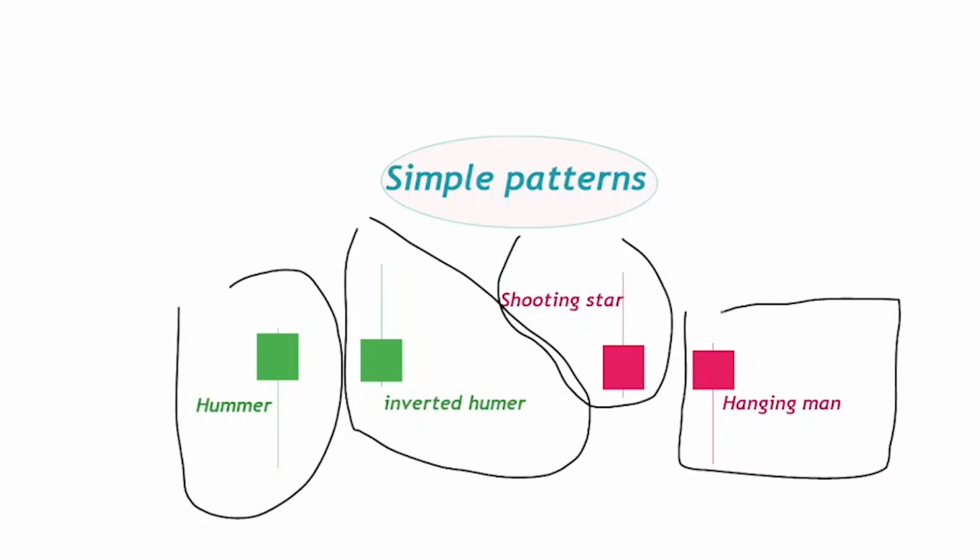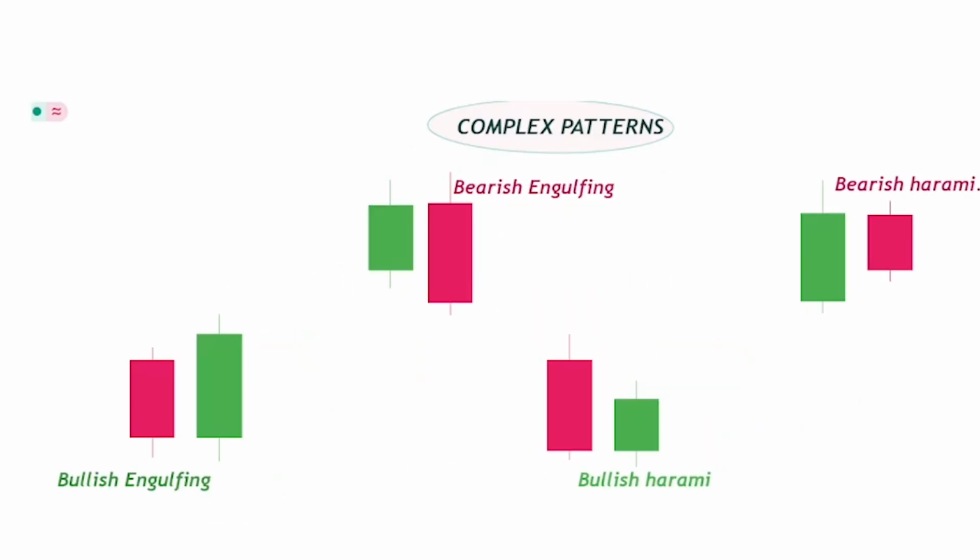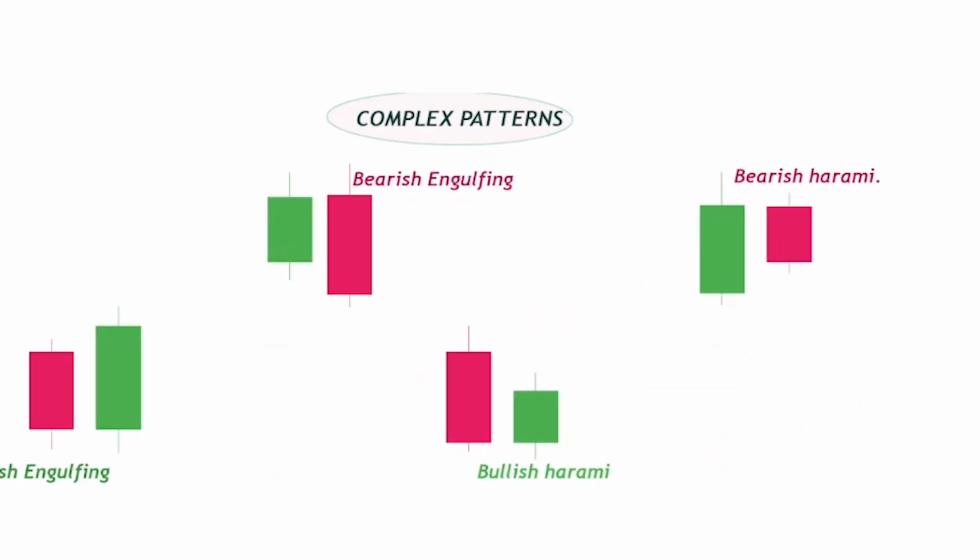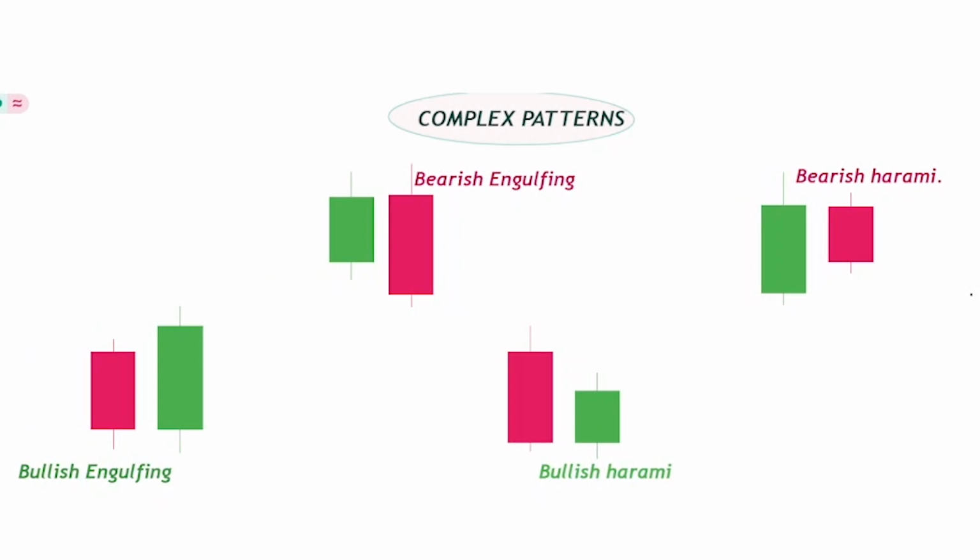Okay, so what about the complex patterns? Remember, simple patterns are when the pattern is formed by one candlestick. The complex patterns that we are going to be looking for are formed with two or more candlesticks, signaling buy or sell in the market. From the complex patterns, we have a bullish engulfing, where we have this candlestick.